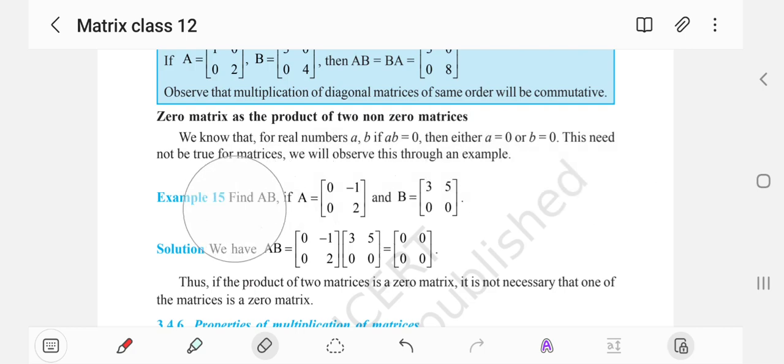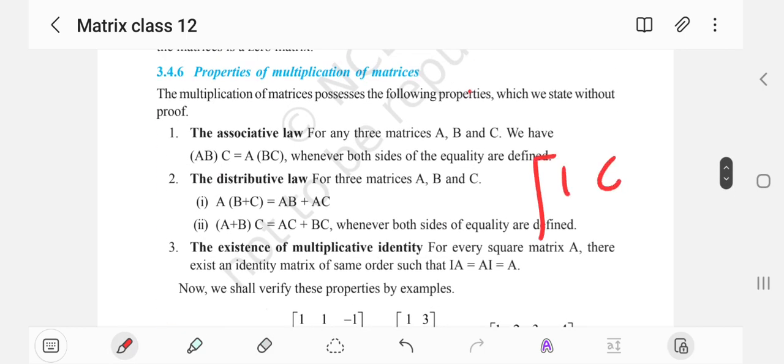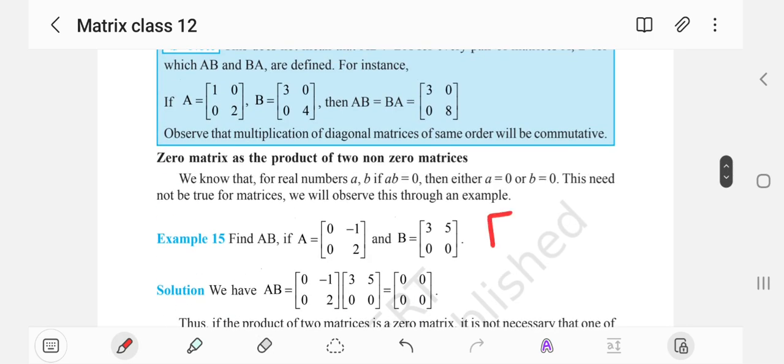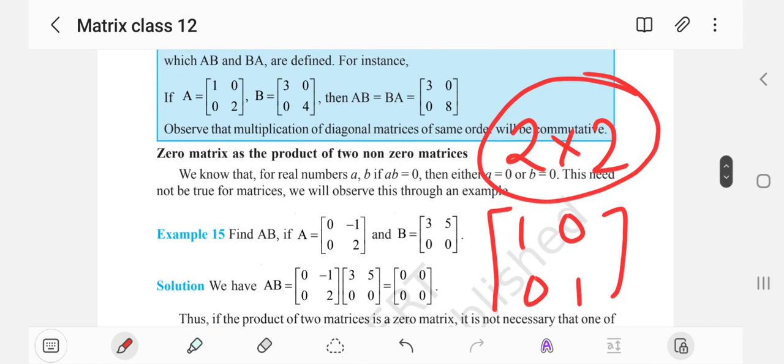That means this particular matrix is acting as the identity matrix. Why am I saying identity? Because whichever matrix you multiply with this particular matrix, you get the same matrix as the result. So this is the identity matrix in our case. Now don't get confused that this is the only identity matrix. This is the identity matrix in case my given matrix is of 2 by 2 order.